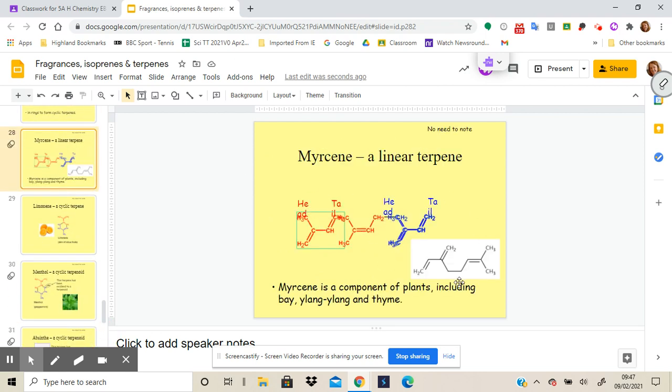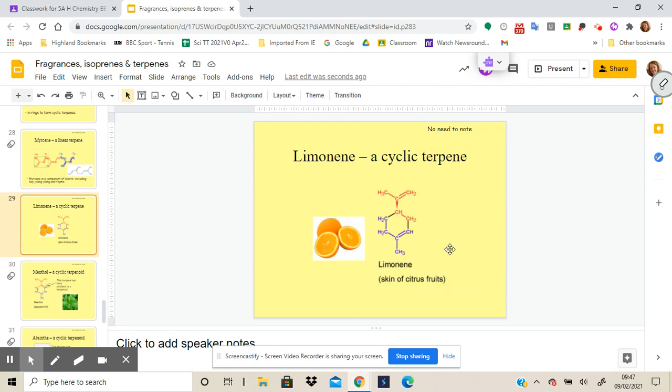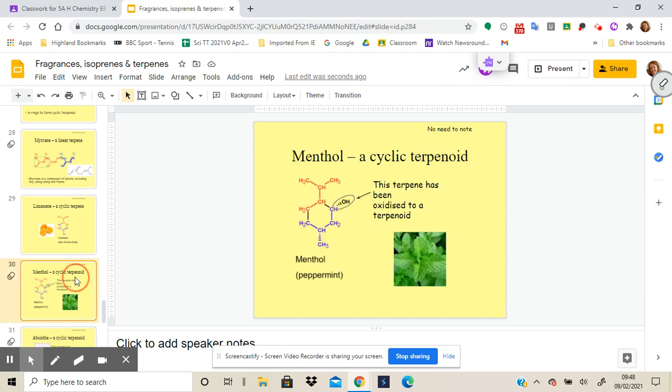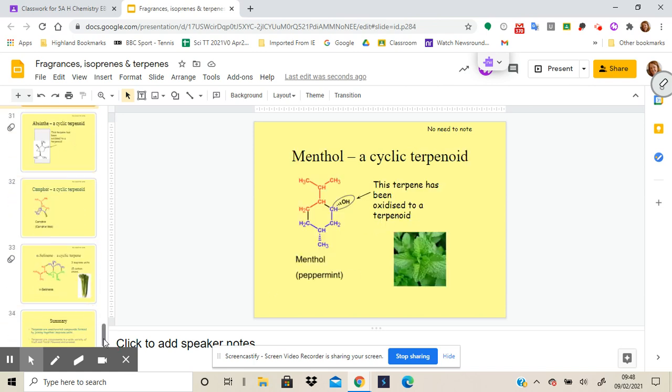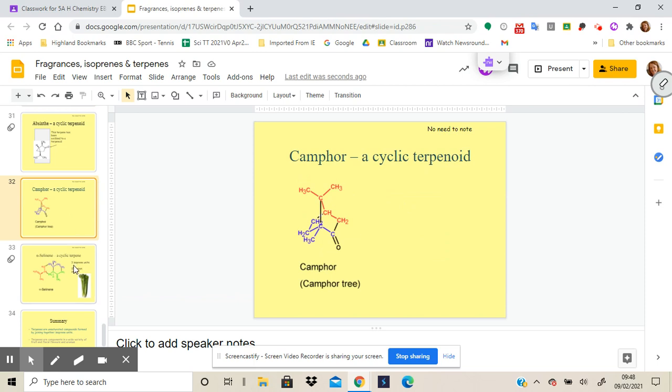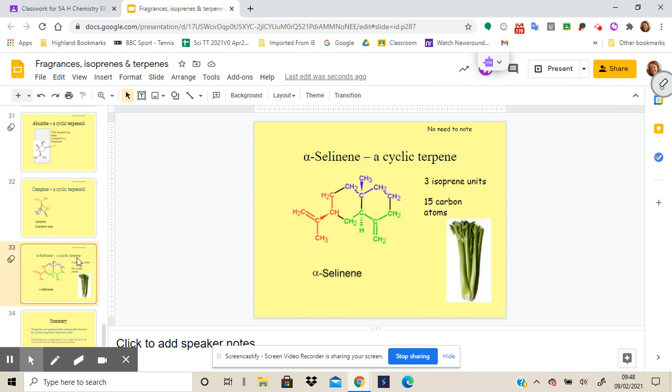Sorry, that's a bit wobbly, but if you count the carbons there, you're going to have 2 there, and that's a linear example. Whereas here you've got 2 isoprene units, one red and one blue, but they form a circle. And there's lots of examples here, so it's quite nice just to go through them and have a look. Again, you do not need to take notes of them, but it's just nice.